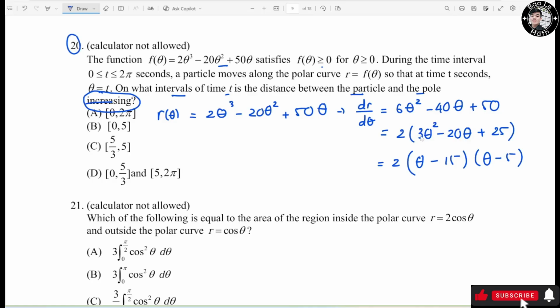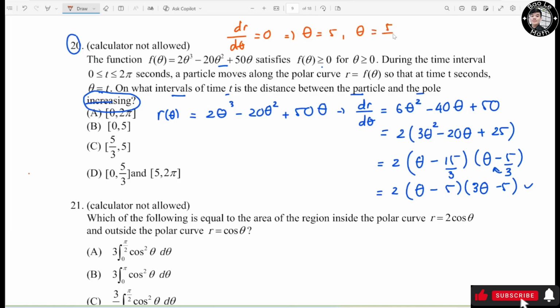Now, since the coefficient right here is 3, you need to divide this by 3, divide this by 3, right? So we're going to simplify this one. It's going to be 2 times theta minus 5, multiplied by this one because you cannot simplify, 3 theta minus 5. This one is the final factored form, right? Now we're going to let dr over d theta equal 0, and then theta equals 5, theta equals 5 over 3, right?